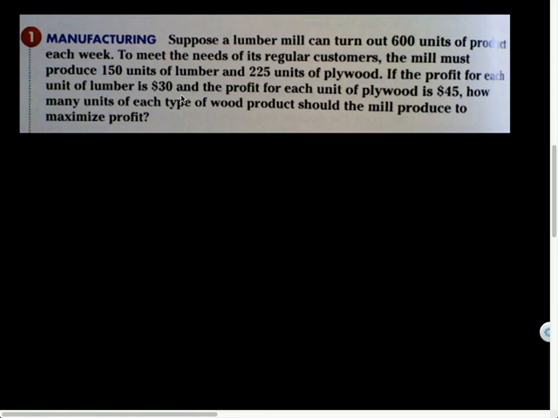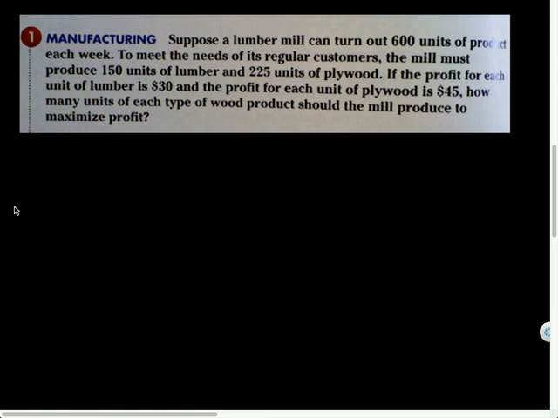This is, by the way, example 1 on page 112 of our text. You don't have to write it down. You could just write example 1, page 112. Suppose a lumber mill can turn out 600 units of product each week. To meet the needs of its regular customers, the mill must produce 150 units of lumber and 225 units of plywood. If the profit of each unit of lumber is $30 and the profit of each unit of plywood is $45, here's the question: how many units of each type of wood product should the mill produce to maximize profit?